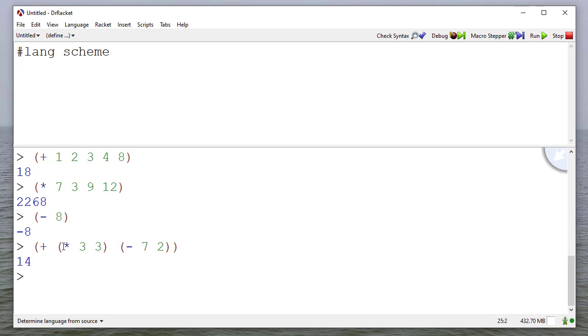Now, it's not just mathematical operations that use prefix notation. Later on, when we start writing Scheme procedures, those will also use prefix notation. Although if you've seen another programming language in the past, then what Scheme is doing with prefix notation is very similar. It's just that the parentheses move around a little bit.